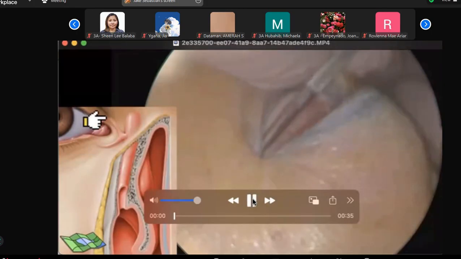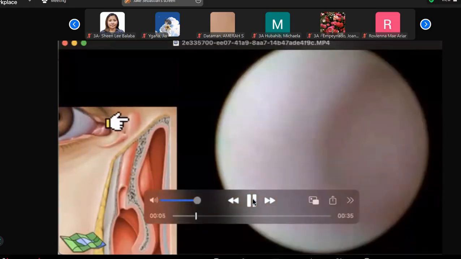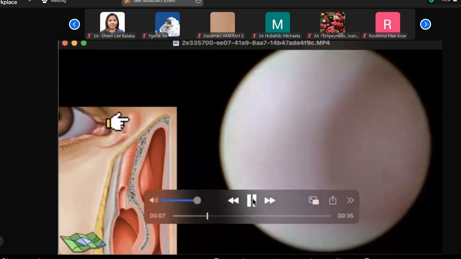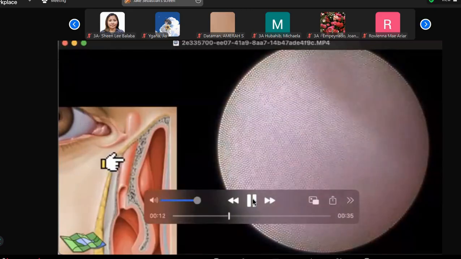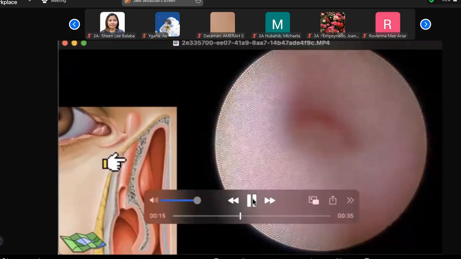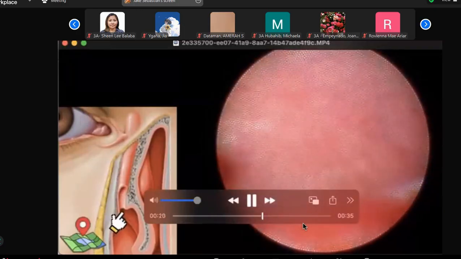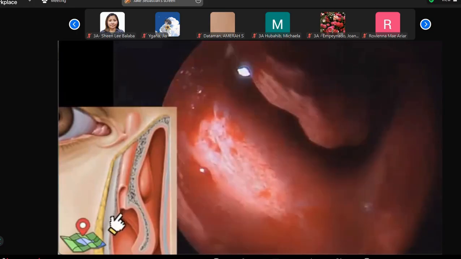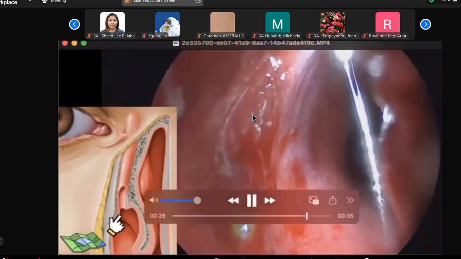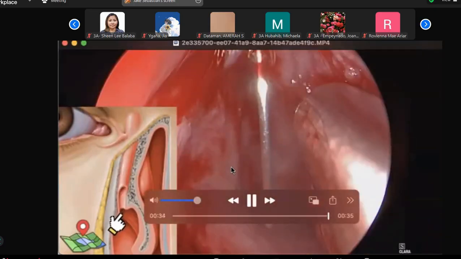So first we dilate the punctum. So we insert the probe and this is what we see. It's not very good, the image, because this is a very tiny camera. So this is the lumen. So we see this obstruction here, that's the membrane. Then we pierce it open. Then we do an endoscope. We use an endoscope to check under the nose, and we see the end of the camera exiting at the inferior meatus. Okay?